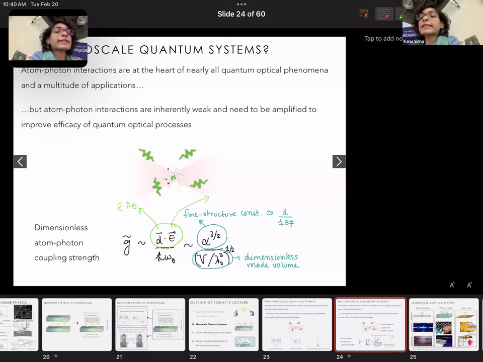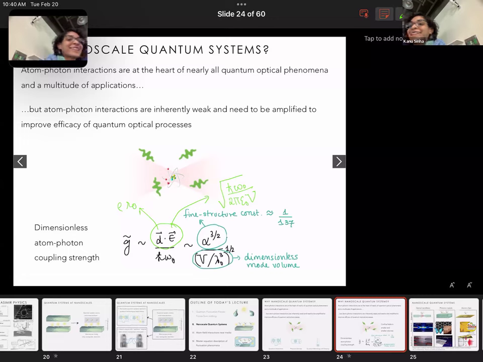You can write the quantized electromagnetic field strength to be the per photon quantized electromagnetic field strength. If you quantize the field in a vacuum, it is something like that. And if you plug these expressions in, what you can quickly see after a quick back of the envelope calculation is that this dimensionless ratio is small. And it's small primarily because there's a fine structure constant sitting up there. The fine structure constant being small is what limits the strength of light-matter interaction overall, right?